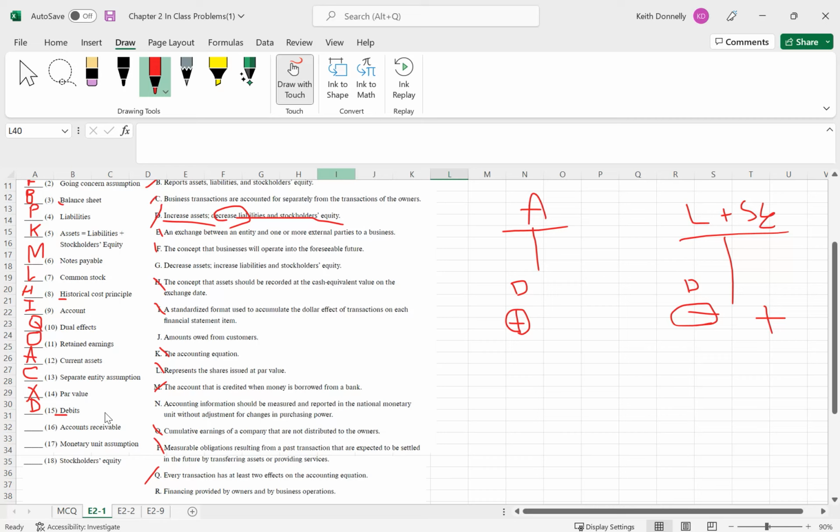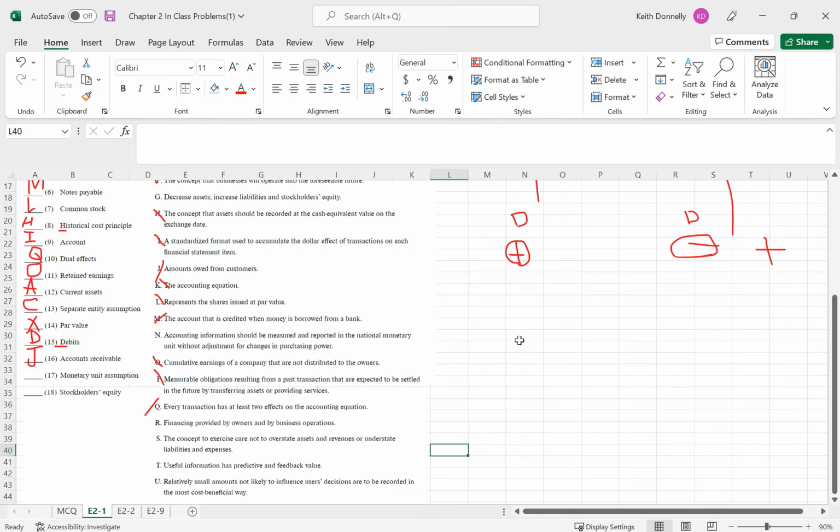16, if we look at this, accounts receivable, this one's going to be J, amounts owed from customers. So that's an asset. Somebody owes you money at a later point in time. Remember we said a few tricks to remember here, kind of summary items. Receivables are assets. Payables are liabilities. I'm not spelling any of these words right. This is an accounting class. It's not an English class.